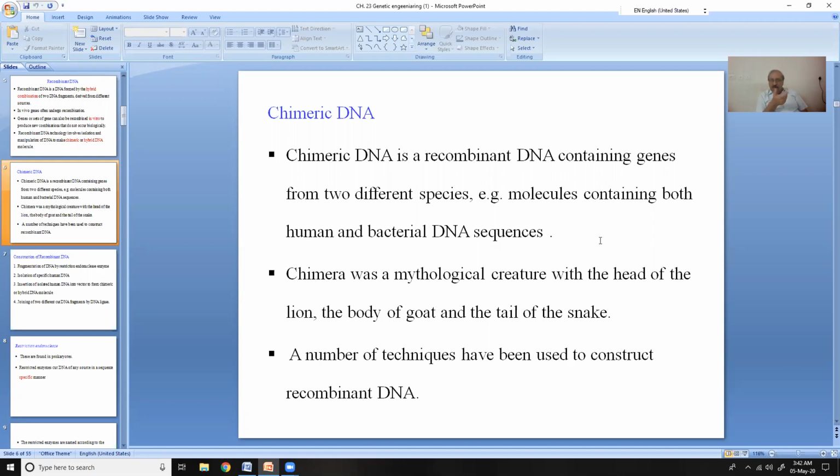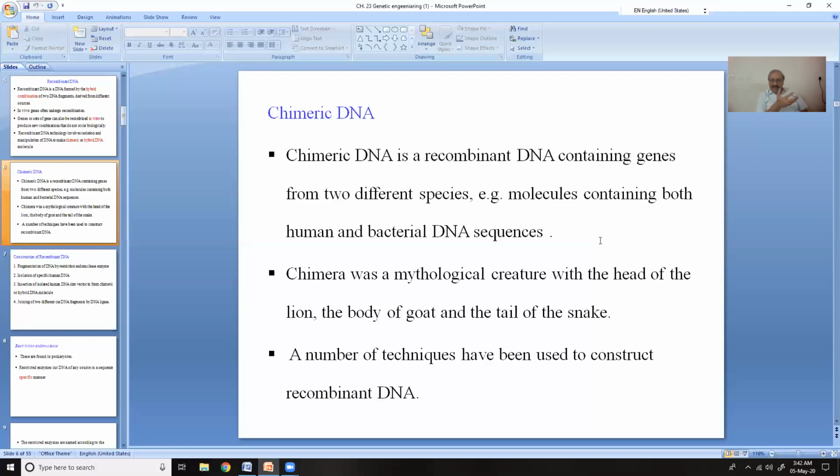Chimera was a mythological creature with the head of a lion, the body of a goat, and the tail of a snake. So this word chimeric DNA is coming from a mythological creature with the head of lion, body of goat, and tail of snake. So you can say a very strange type of animal. Head of lion, body of goat, and tail of snake.